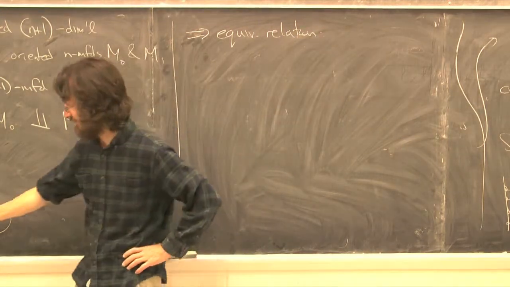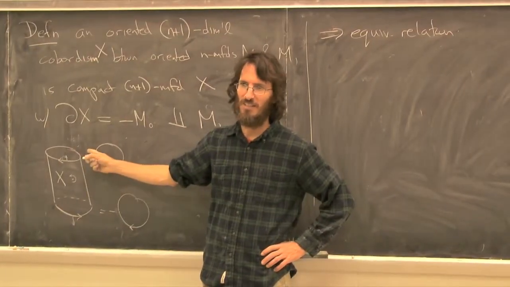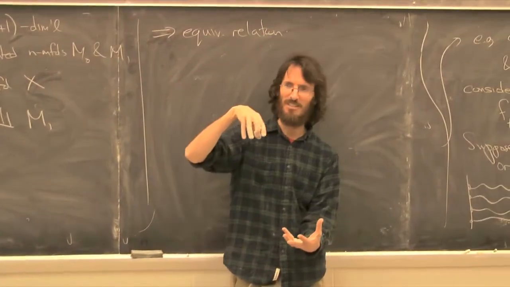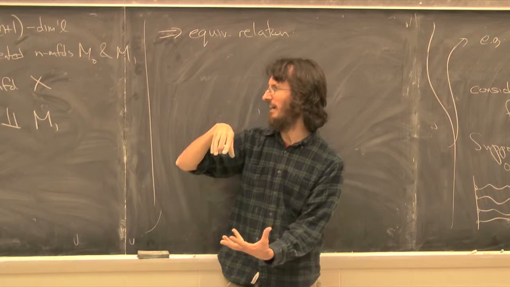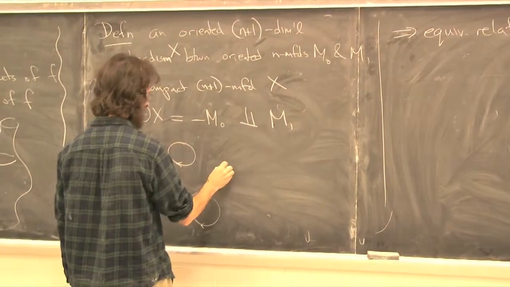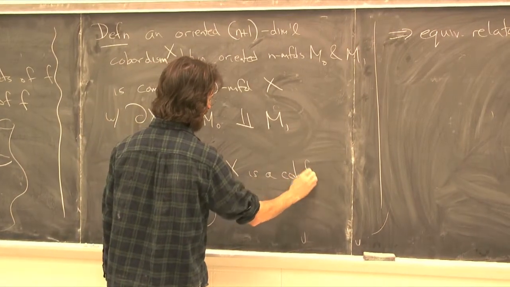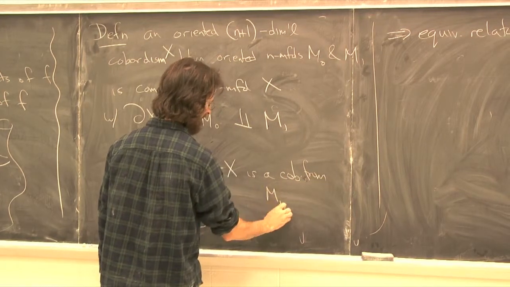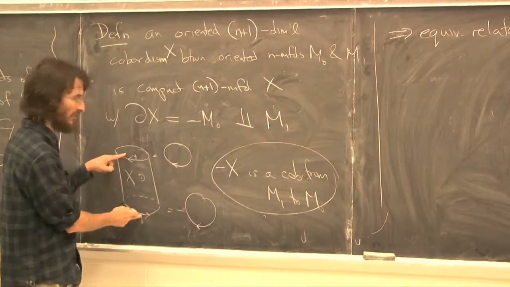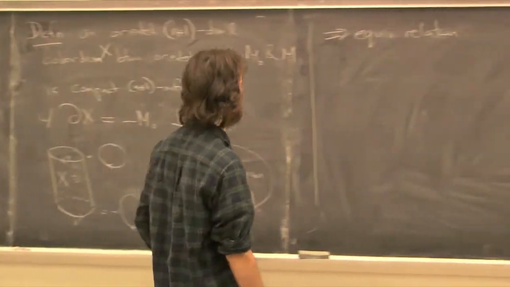Well, the cylinder, manifold cross S cross interval, shows that everything is equivalent to itself. The fact that you can glue cobordisms tells you that it's transitive. The other thing is that minus X is a cobordism from M1 to M2. So if you reverse the orientation of X, you reverse the orientation of the boundary, this becomes bottom, that becomes top. So that shows that it's an equivalence relation, right?